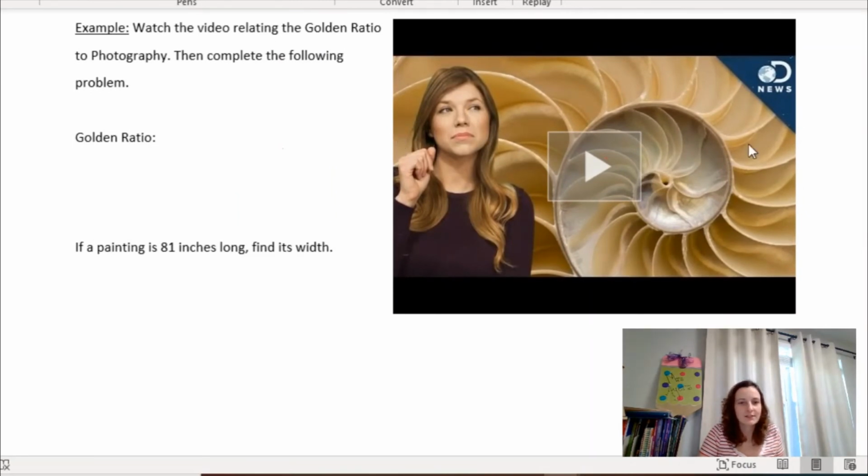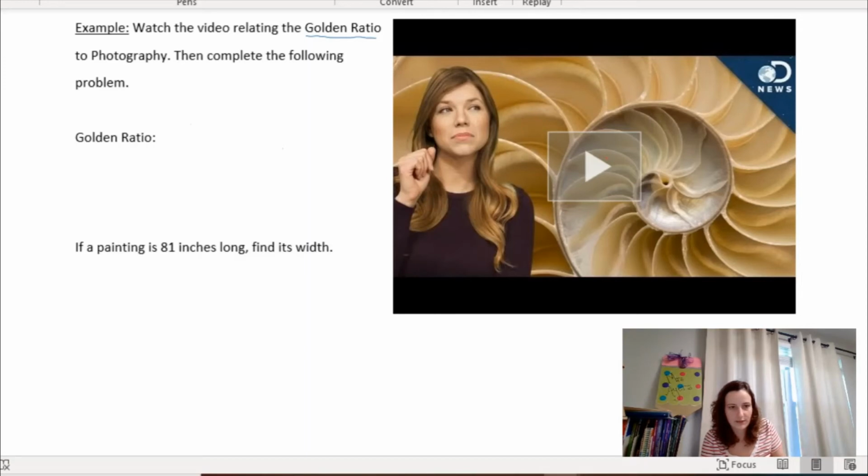Okay. For this last problem, they talk about the golden ratio, and the golden ratio is kind of like one of, they say, magical numbers in mathematics. So you can watch this little video. They talk about using it in photography, and they compare it to the rule of thirds. So watch the little video. You don't have to in order to do the problem, but I thought it would give you a better understanding of what the golden ratio is.